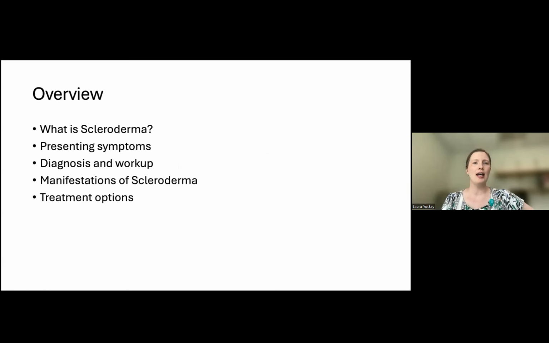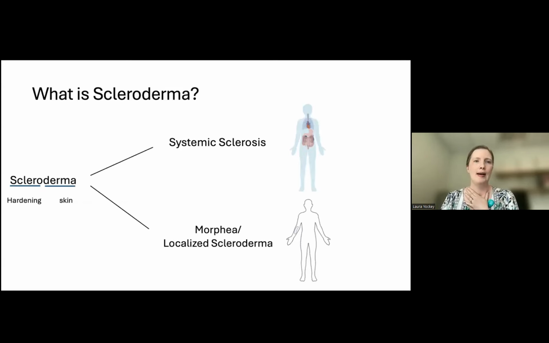And so just as an overview of what I'm going to talk about today. First, I'm going to talk about what is scleroderma, what symptoms patients might present with, how we go about working up scleroderma and how we come to a diagnosis. And then sort of the different organs that can be involved and how the disease can manifest in patients. And then finally, some overview of treatment options.